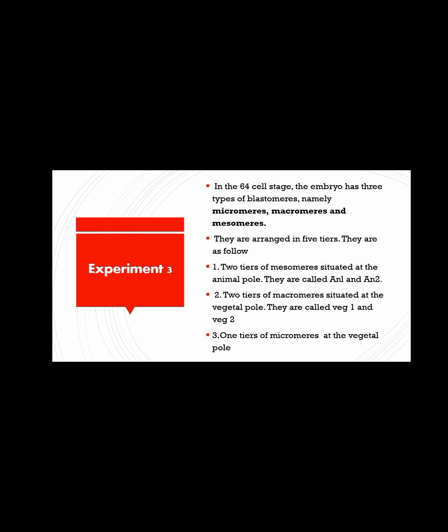Then experiment number 3: at the 64-cell stage, the embryo has three types of blastomeres, namely micromere, macromere and mesomere. They are arranged in 5 tiers. Two tiers of mesomeres are situated at the animal pole. They are called animal pole 1 and animal pole 2. Then two tiers of macromeres are situated at the vegetal pole. They are called veg 1 and veg 2. And one more tier of micromeres at the vegetal pole.